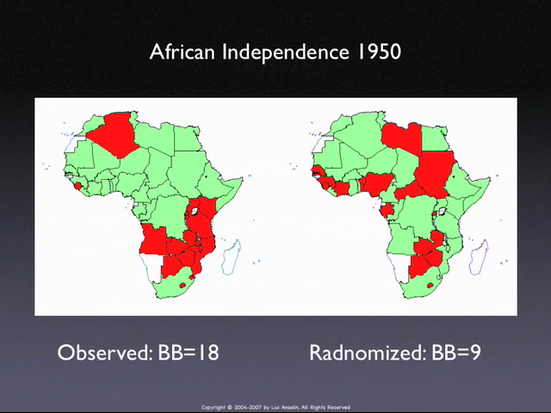Let me show you an example. This is a real data set of independence in African countries in 1950, which is a long time ago. But in 1950, some countries were independent, some were not. Most of them became independent through the late 50s and early 60s. By 1960, most of them were independent, but in 1950, they were not. The question is, is this patterning?